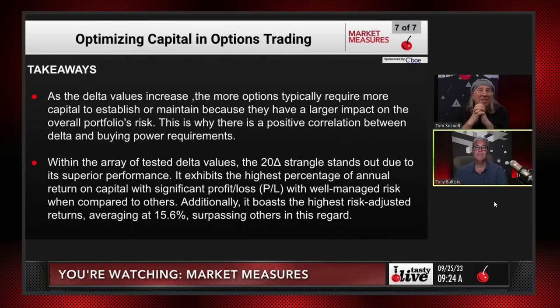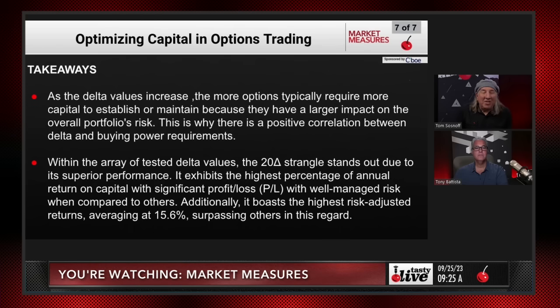Good. Within the array of tested delta values, here it is. The 20 delta strangle stands out due to its superior performance. Okay, well, that's in line with everything that we've done in the past. It exhibits the highest percentage of annual return on capital with a significant P&L with well-managed risk when compared to others. Additionally, it boasts the highest risk-adjusted returns, averaging at 15.5%, surpassing others in that regard.